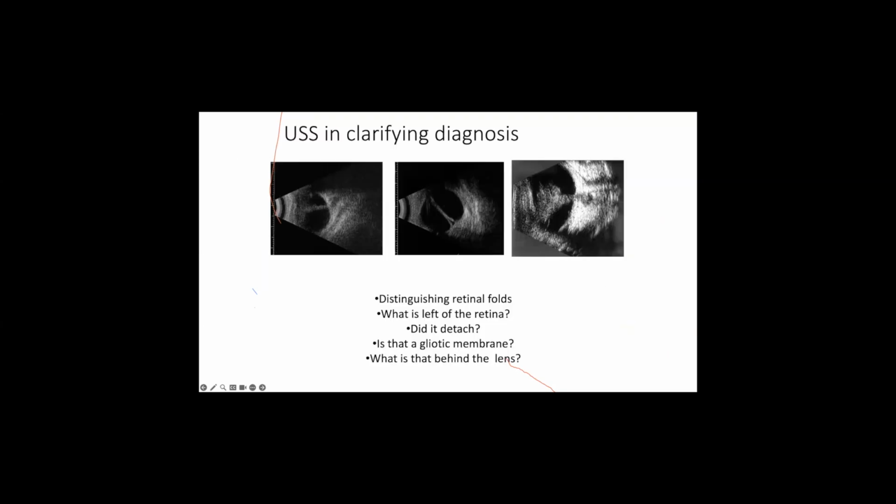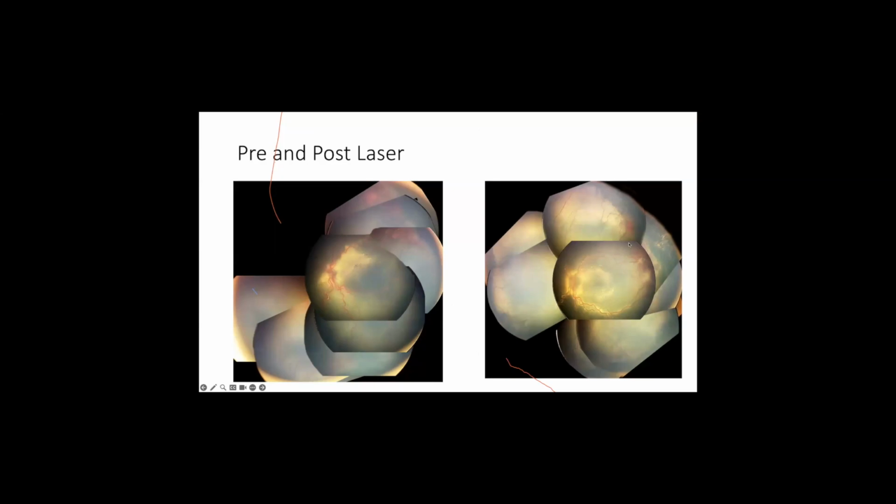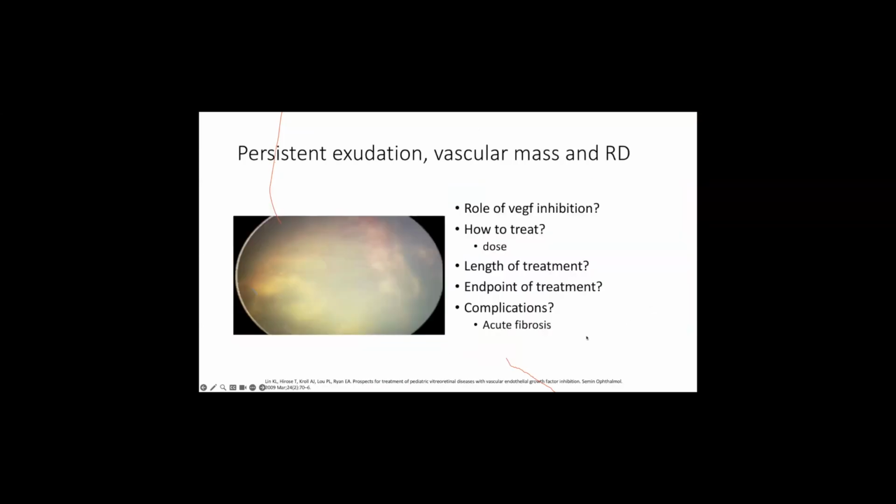Now, using the ultrasound scan to clarify diagnosis in children is important, because sometimes it can help you to distinguish whether it is a fold, whether it is a stalk, and whether it's a gliotic membrane, okay? Sometimes it might not help you. Sometimes it can help you to decide whether it is tunica vasculosa or something else as well. So in this patient, we did a lot of laser. So this is pre and this is post laser. There's still quite a lot of exudation, and then we gave some injections to help.